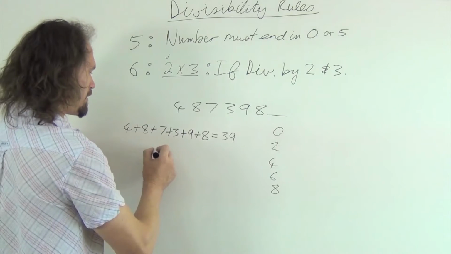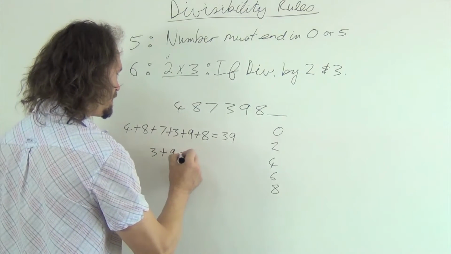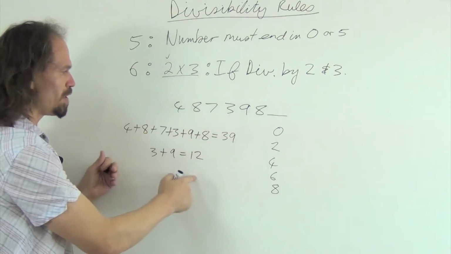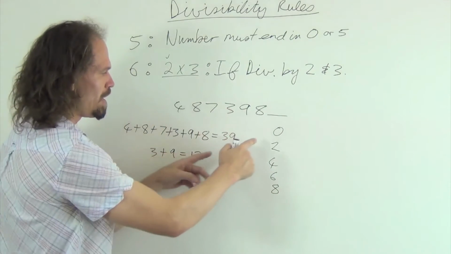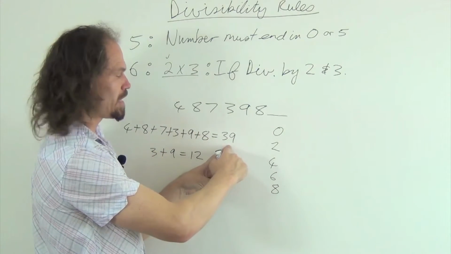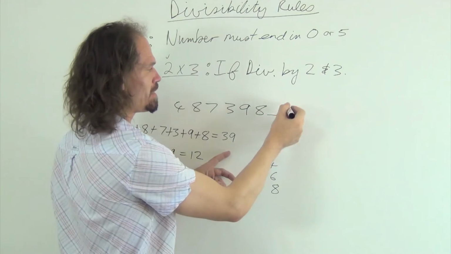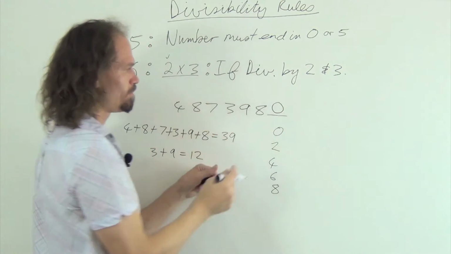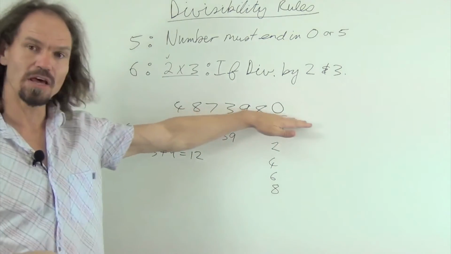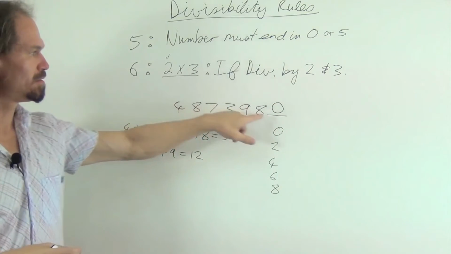Oh, well, let's look at that. 3 plus 9 is 12. 3 goes into 12. So 3 divides into that number. So if I add nothing to that, how would I add nothing? By making that number 0. So the number I've written there now is divisible by 6.